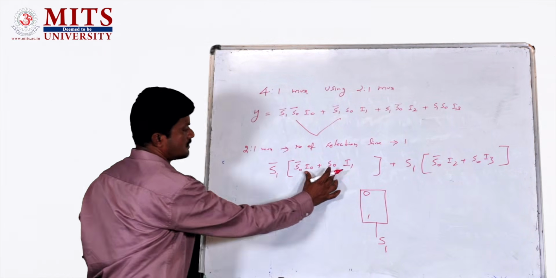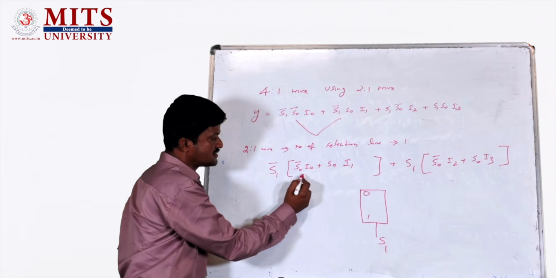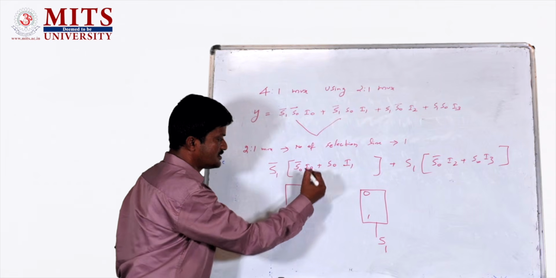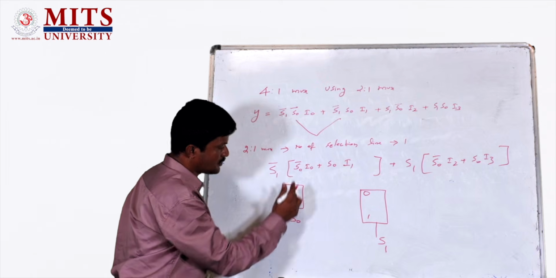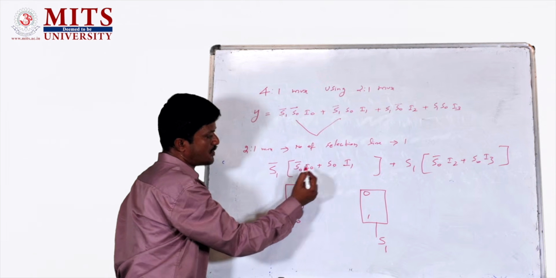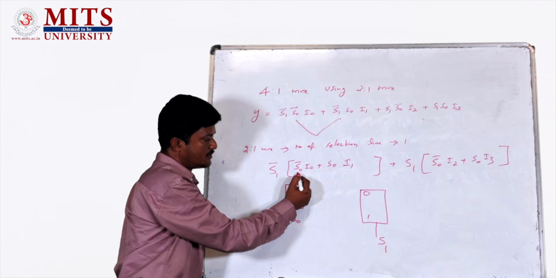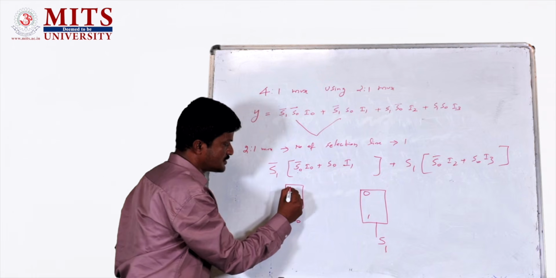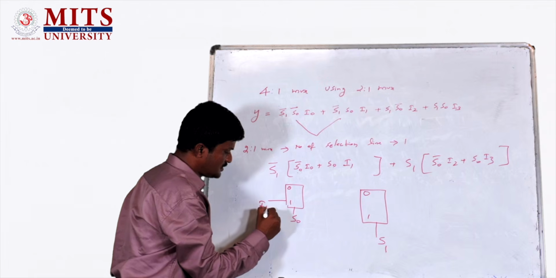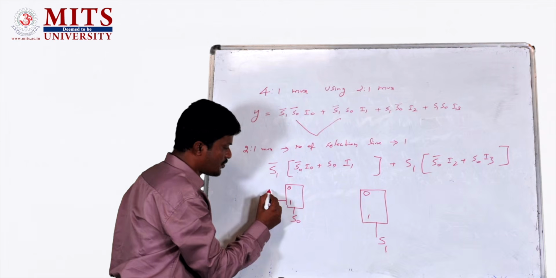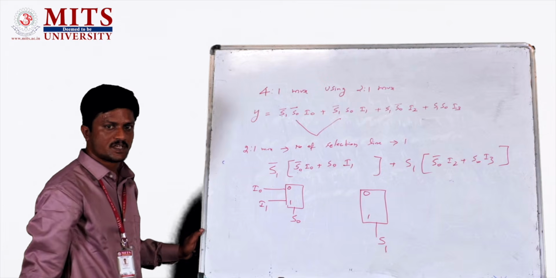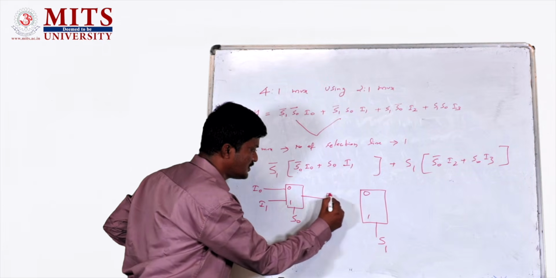Now here the number of selection lines is only 1. Then the variable is S0. So here, true and complementary form. So this will be the true form and this will be the complementary form. So true form means you are going to select I1. Then complementary form means you are going to select I0. Then the output will be connected to the 0.